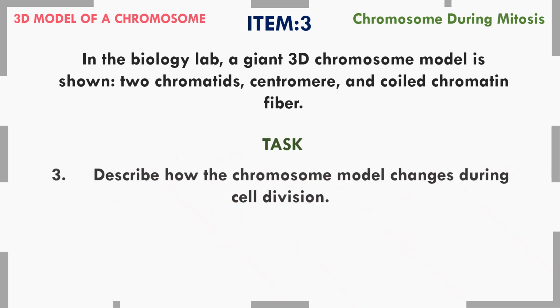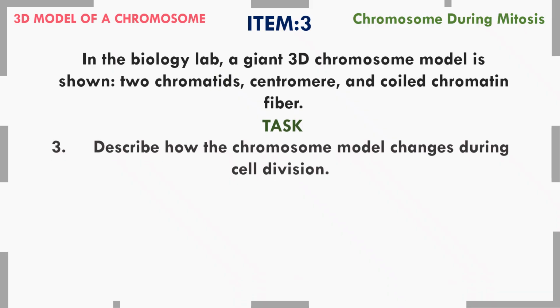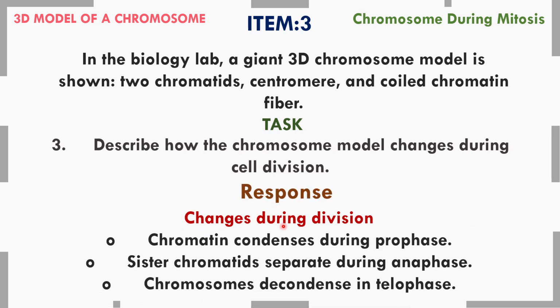Number 3, describe how the chromosome model changes during cell division. Changes during division: chromatin condenses during prophase. Sister chromatids separate during anaphase. Chromosomes decondense in telophase.